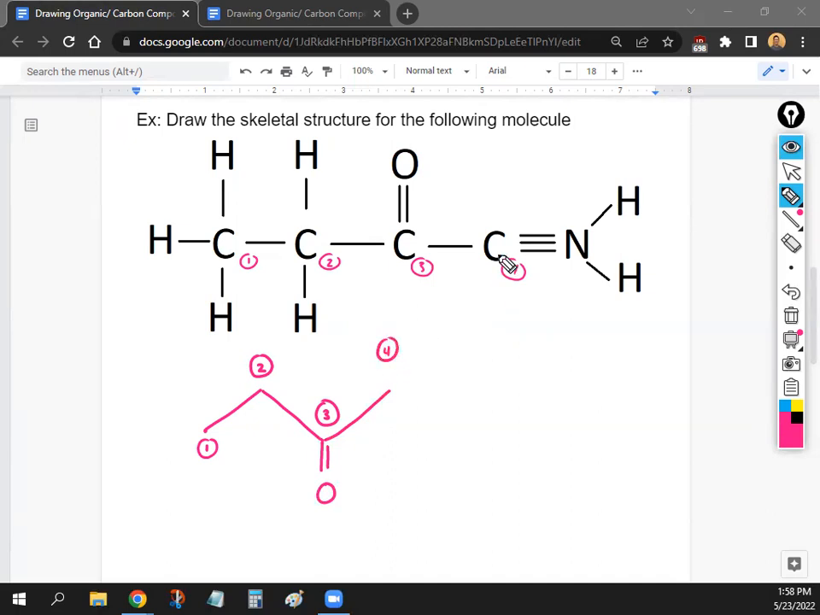If you take a look at carbon number 4, it has a triple bond with a nitrogen, right? So we're just going to triple bond it to a nitrogen. And this nitrogen is connected to 2 hydrogens. And so we have to draw them because we only ignore hydrogens connected to carbon. So there you go. This is the skeletal form of this molecule right here. It's a lot easier than drawing all of the carbons and things like that.